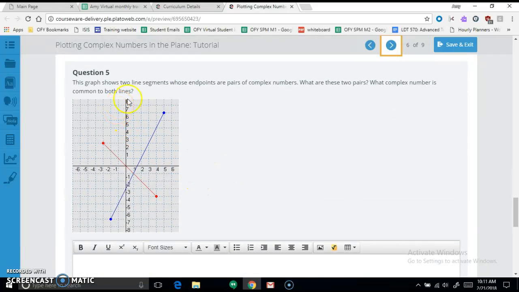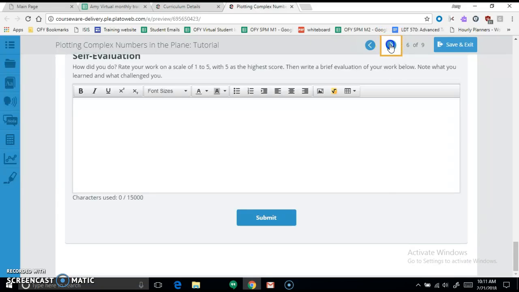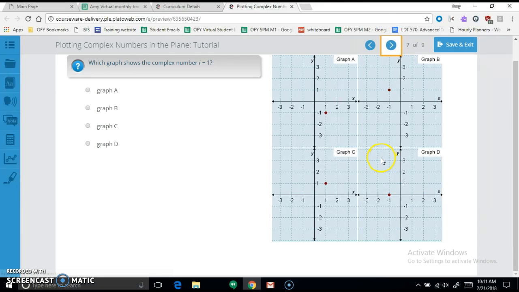And let's see, the graph shows 2 line segments whose endpoints are pairs of real numbers. What are these 2 pairs? What complex number is common to both lines? That would be where they intersect. And then this number right here, if we were to choose this endpoint, 5 on the real axis, that would be 5 plus 6i. Okay, and that is it for that activity.